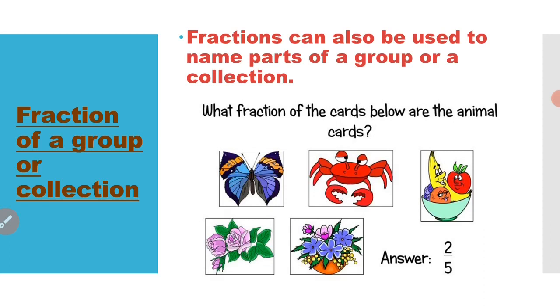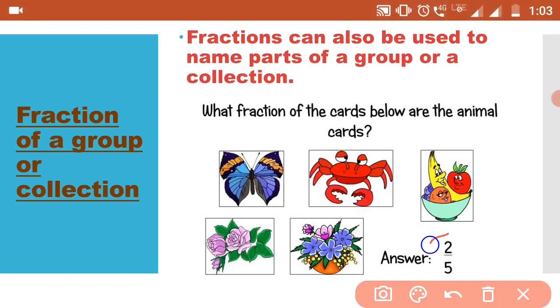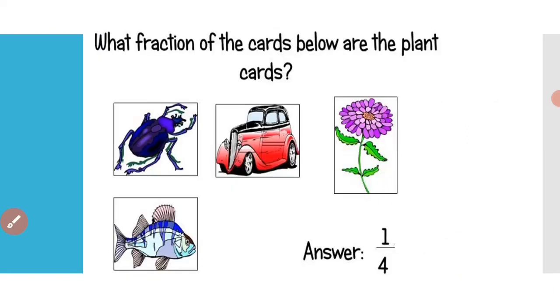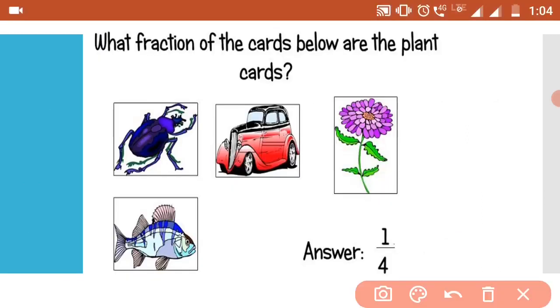What fraction of the cards below are the animal cards? You can see 5 cards here. Now find out how many animal cards are here. 2. So the answer will be 2/5, 2 out of 5 cards. Okay, let's see one more example. What fraction of the cards below are the plant cards? So as you can see, the total number of cards is 4 and the plant card is only 1. So the fraction will be 1 out of 4, right?